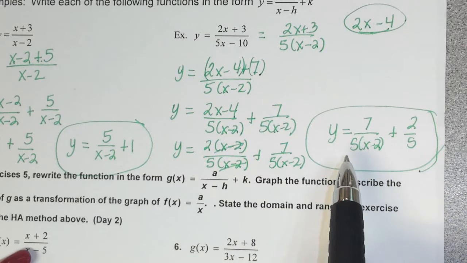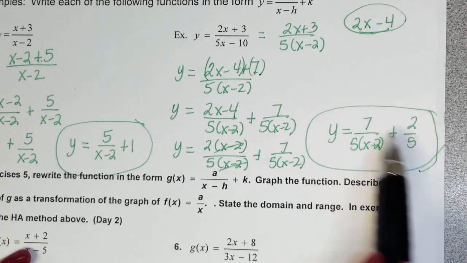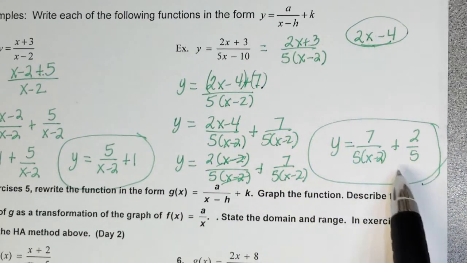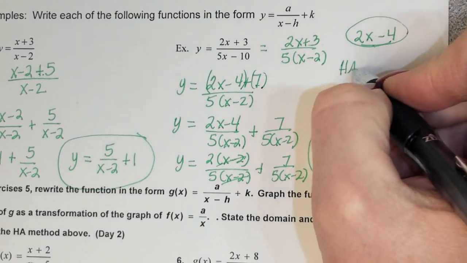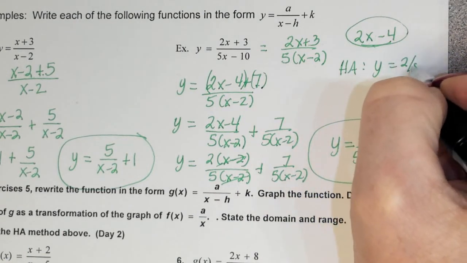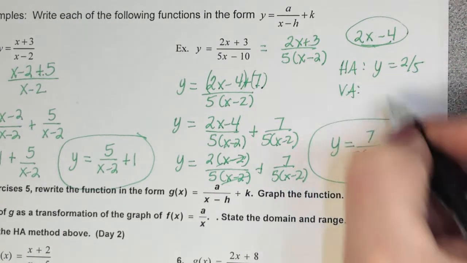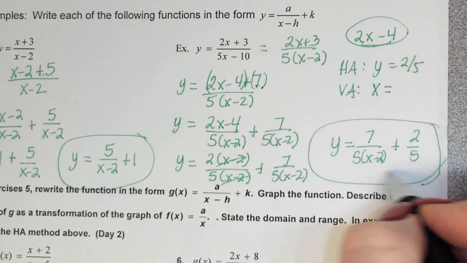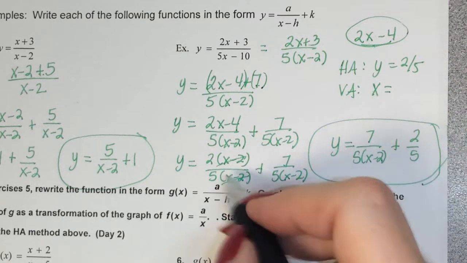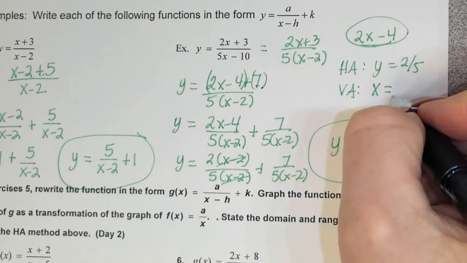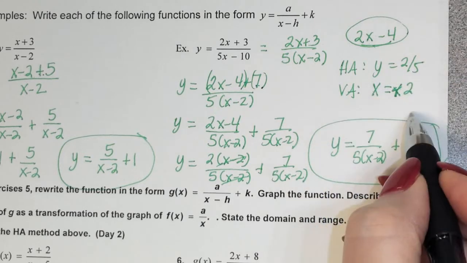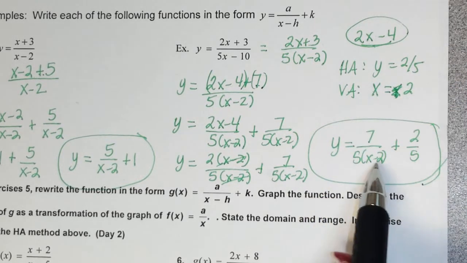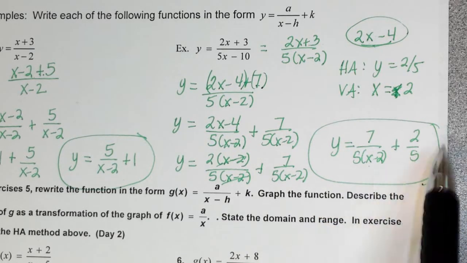Now that was kind of difficult though, wasn't it? That was pretty challenging. The only reason we care about getting it into this form is because then we can see that we have a horizontal asymptote of y equals 2/5. We have a vertical asymptote of x equals whatever makes, oops, sorry, no, that canceled. Looking at this, x equals 2 would be our vertical asymptote, because it's whatever makes that undefined. That's going to be the vertical asymptote. That's the only reason really for doing this.